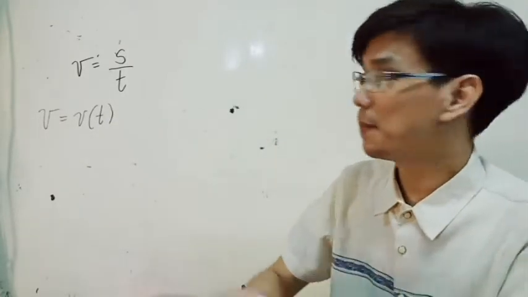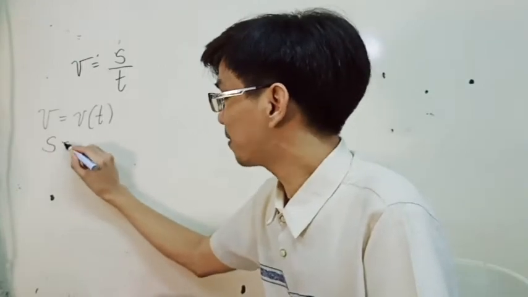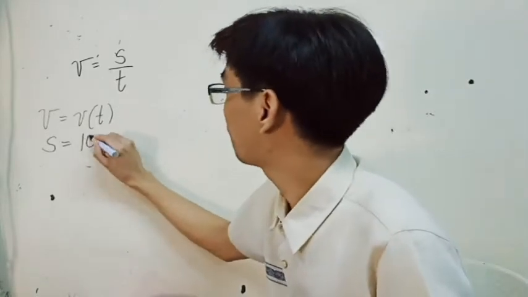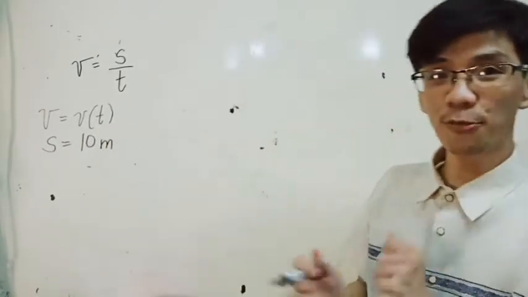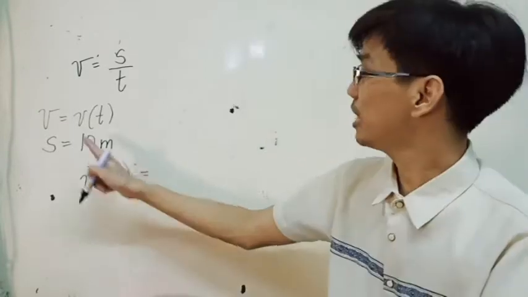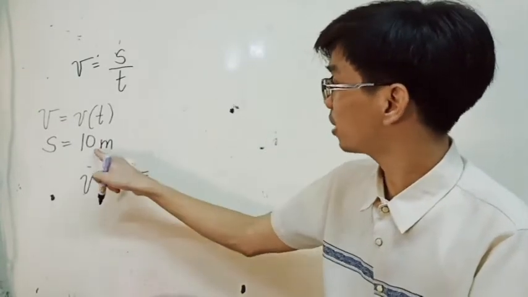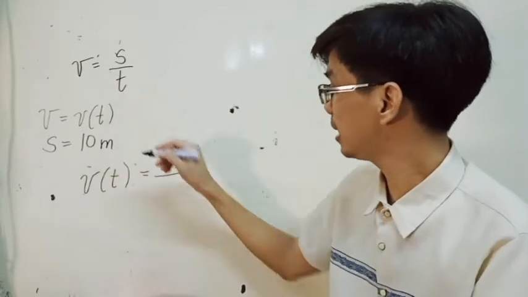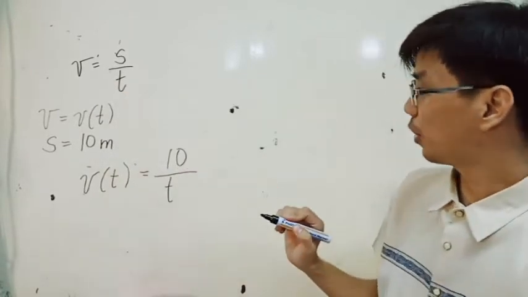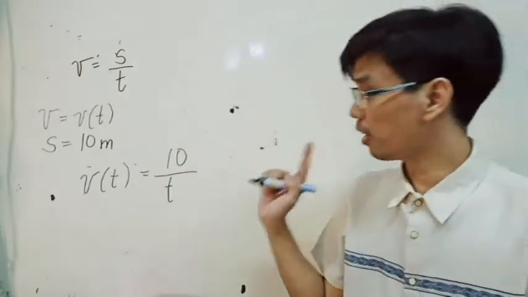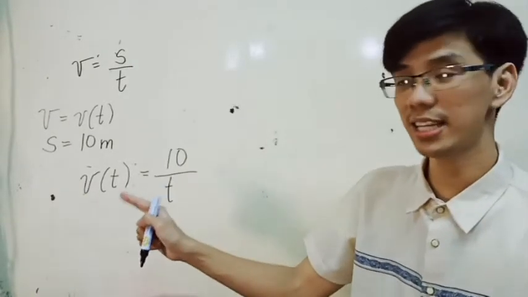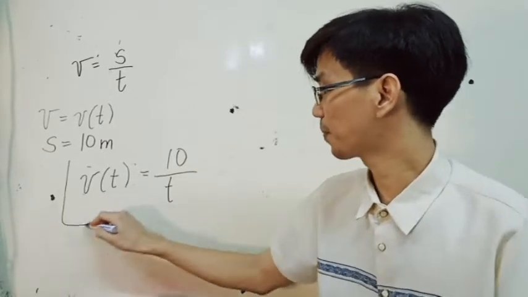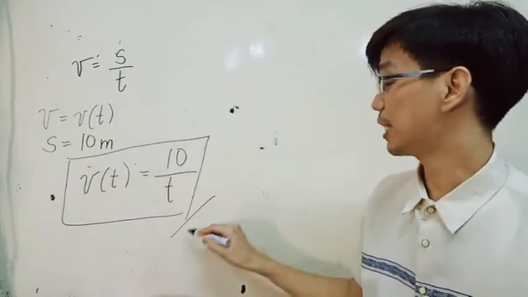From the same problem, it was stated that the distance is equal to 10 meters. Therefore, v of t is equal to s. What is the value of s as given in the problem? 10 over t. So, the function of velocity in terms of time is written as v of t is equal to 10 over t. This will be the answer.